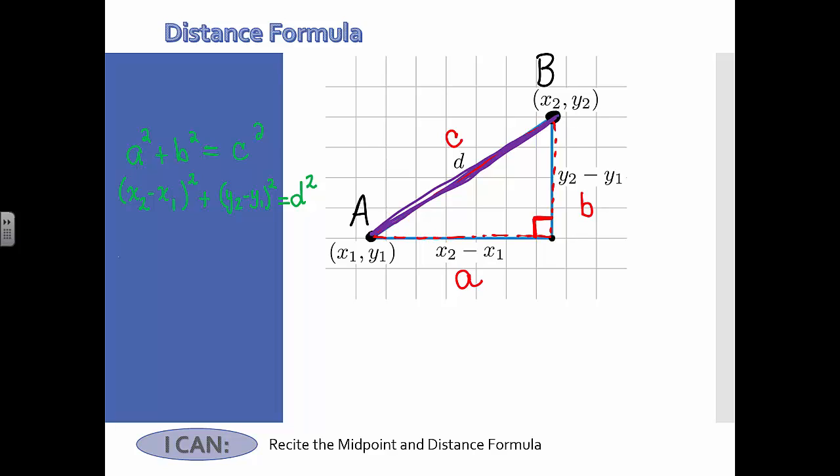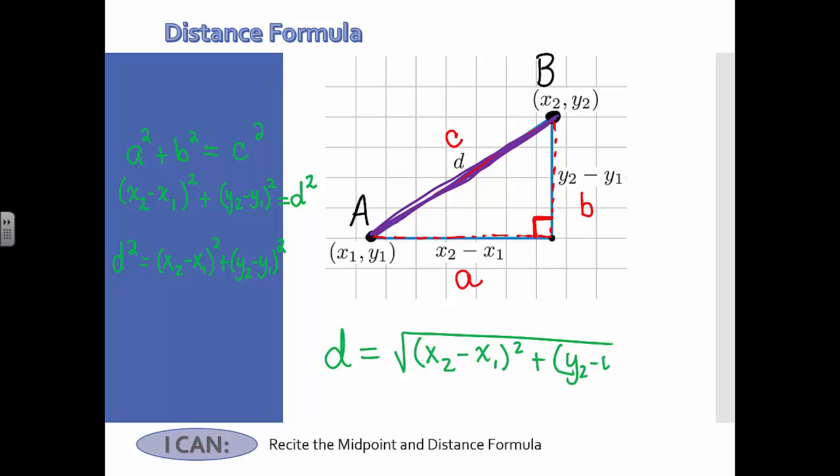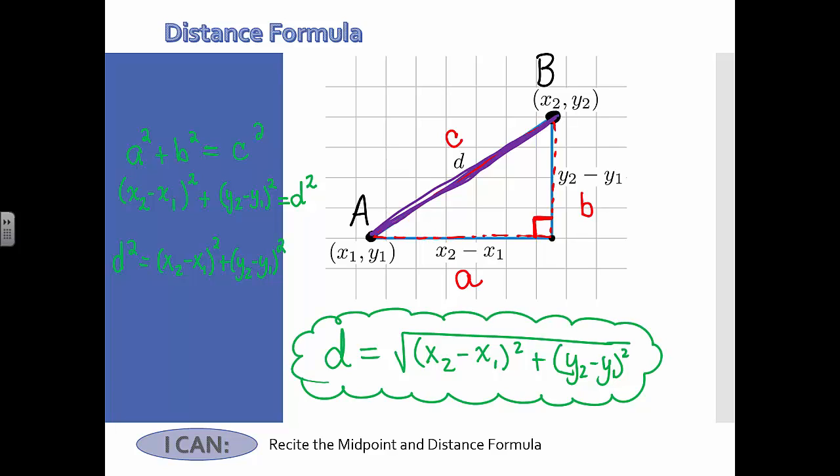Okay, so if we write that with the d squared on this side, d squared is equal to x2 minus x1 quantity squared plus y2 minus y1 quantity squared. And we want to just find the distance, or the c value. We could take the square roots of both sides, and we get the distance formula. D equals the square root of x2 minus x1 quantity squared plus y2 minus y1 quantity squared. So this is our distance formula. It's how you find the length of a segment in the coordinate plane, or the distance between 2 points.